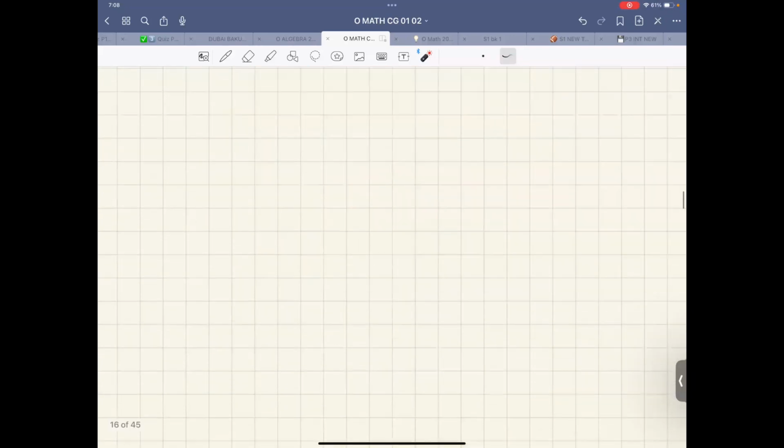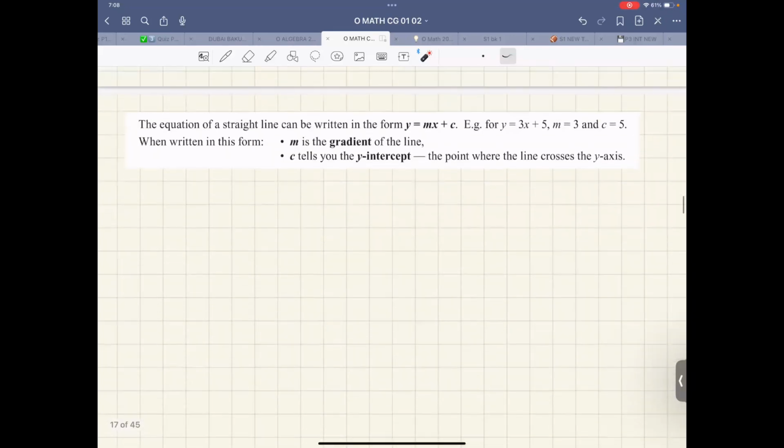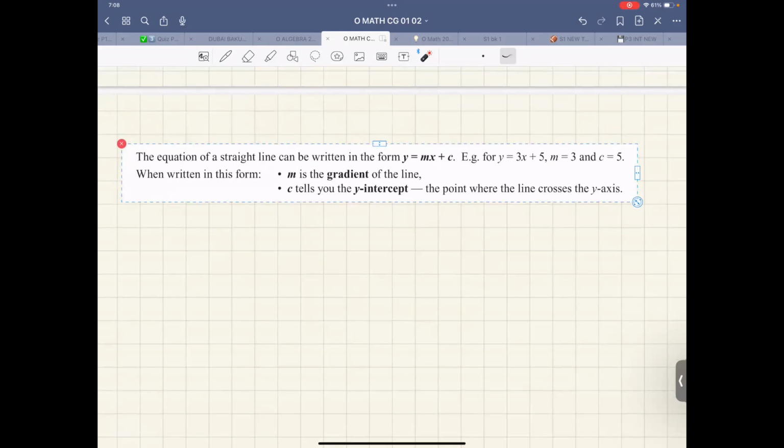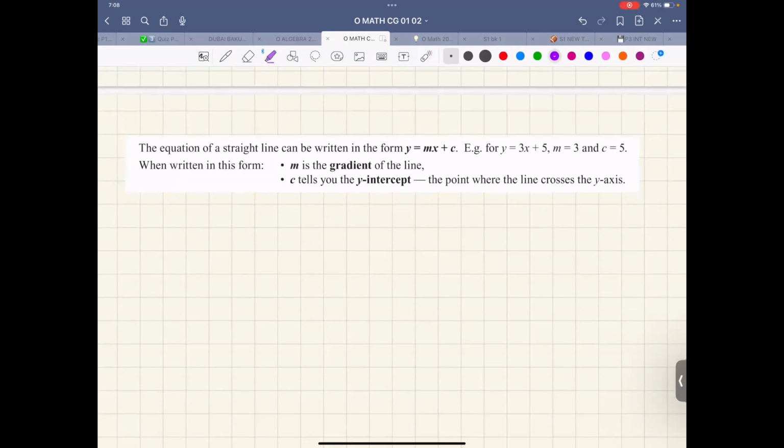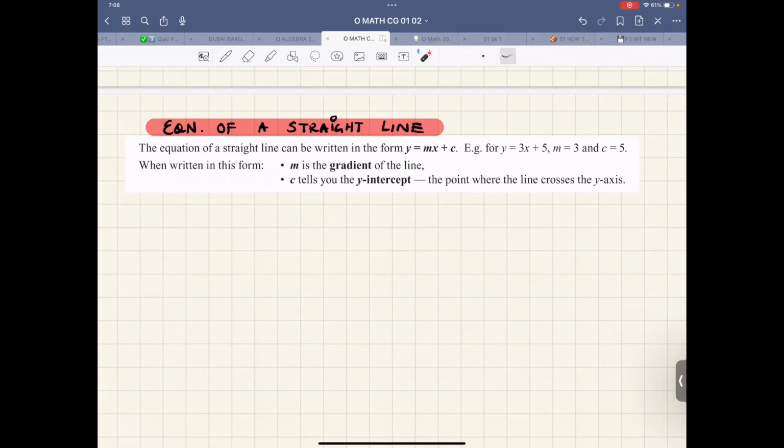So now we are starting lecture number 2 after the brief overview. Now, first of all, we are talking about the equation of a line, and this is a straight line. So the equation of a line is of the form y equals mx plus c. For example, y equals 3x plus 5.